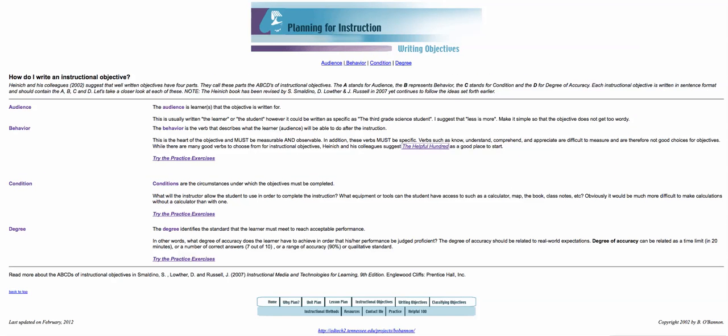meet this criteria. The third part of the objective is the condition. Are there circumstances in which the objectives must be completed? What will the instructor allow the student to use in order to complete the instruction? So using a calculator perhaps, using a map, using a book, class notes. And then finally, the degree. What is the standard that this learner must meet to reach acceptable performance? So maybe they have to do something in a certain time frame. Maybe they have to answer 7 out of 10 words correctly. Whatever that is, what will constitute being proficient?